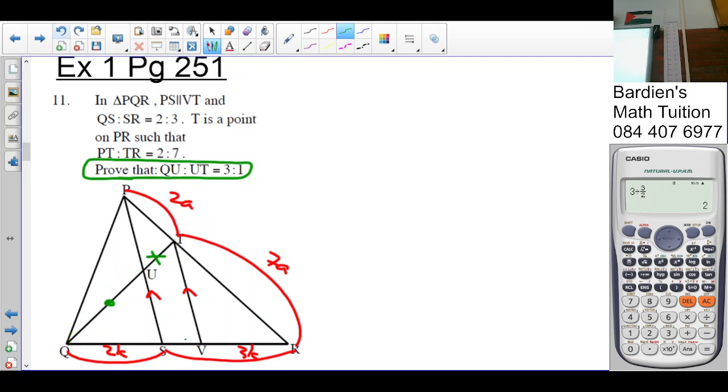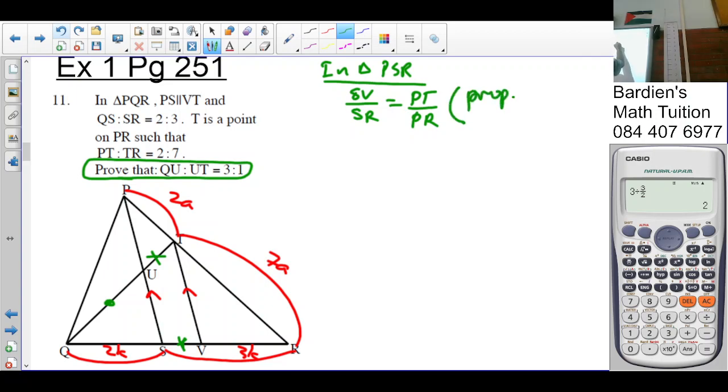Okay, so this is the little one I must calculate first. Alright. So in triangle PSR, what can we say? We say that we're calculating SV. So SV over SR is equal to PT over PR. And what's your reason? The proportionality theorem, with PS being parallel to TV.